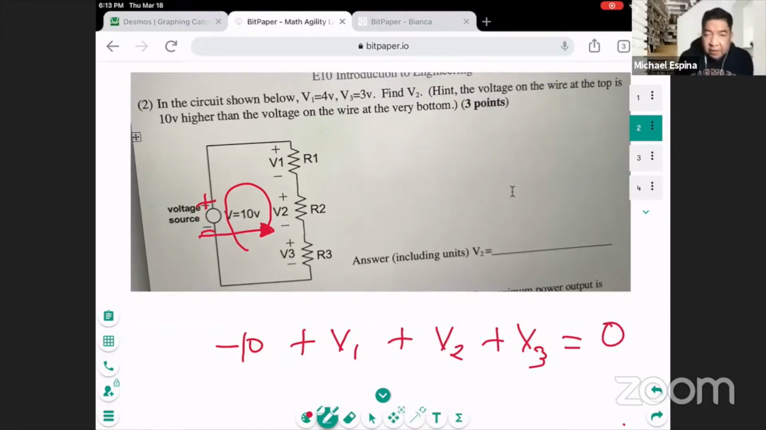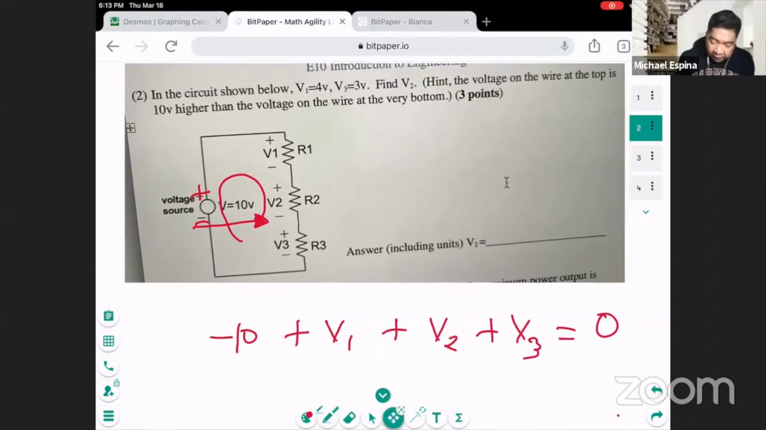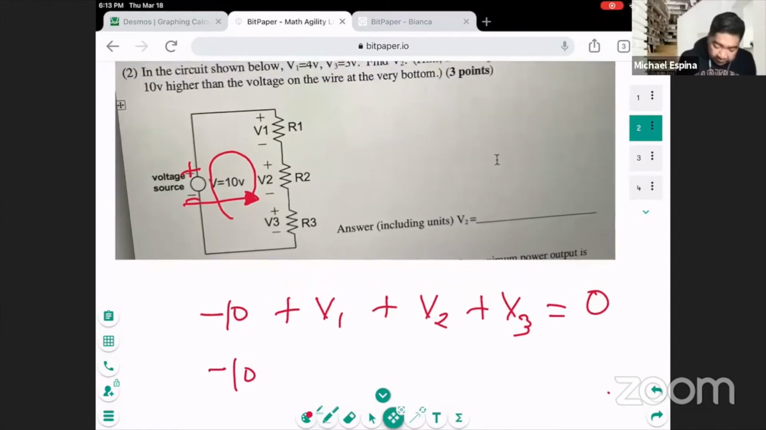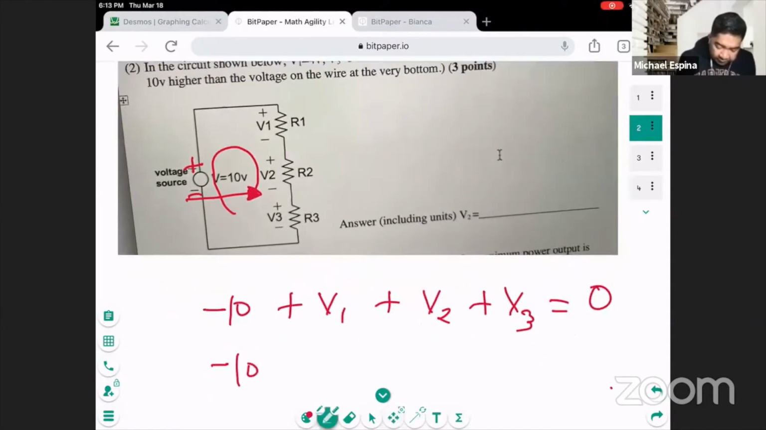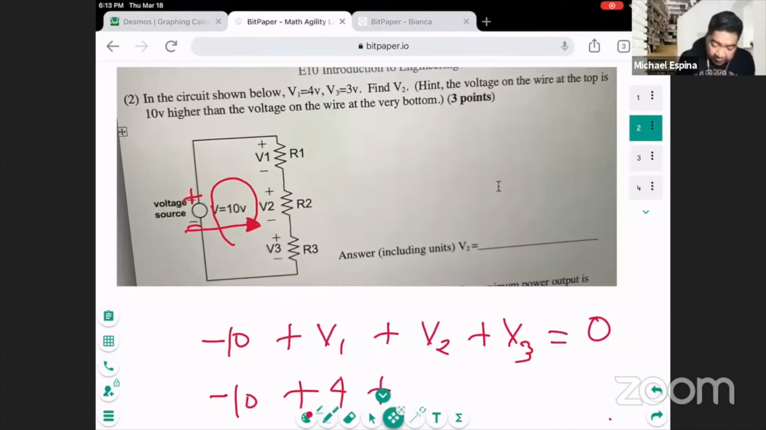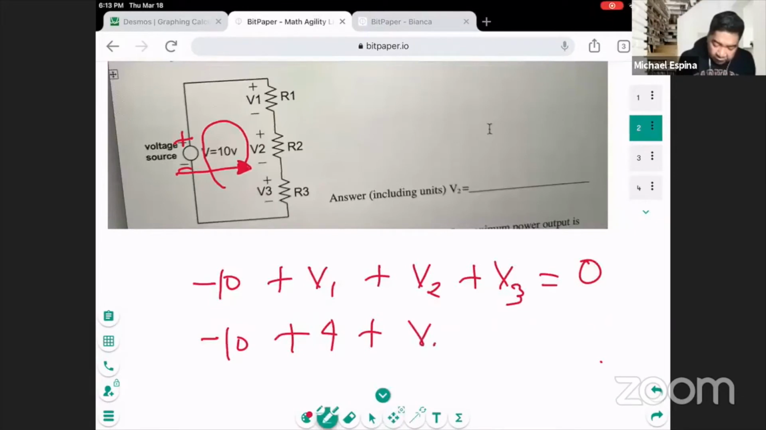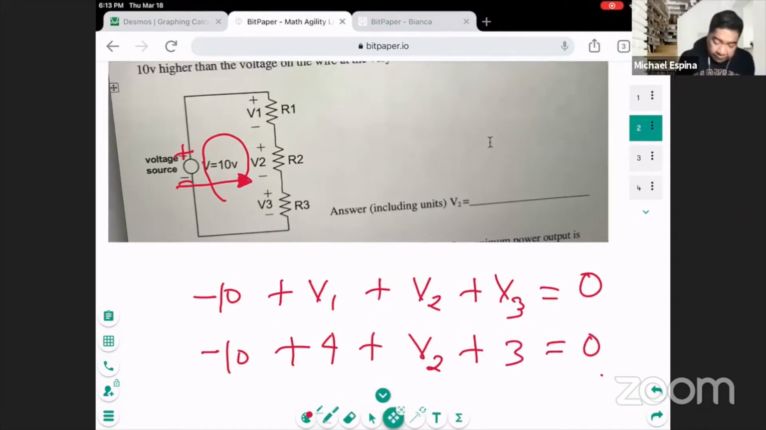And since V1 is equal to 4 volts, let's try to substitute all the values in the given equation. So negative 10, V1 is 4 volts, so this would be plus 4. And V3 is 3 volts. We're actually looking for V2. So plus V2 plus 3 equals 0. Right?